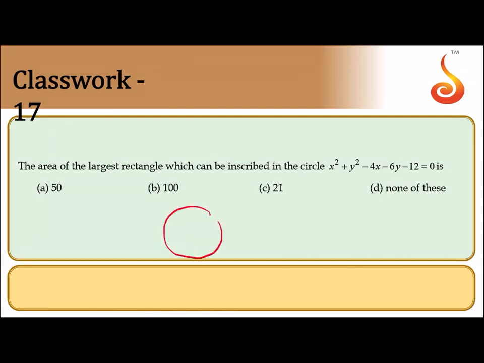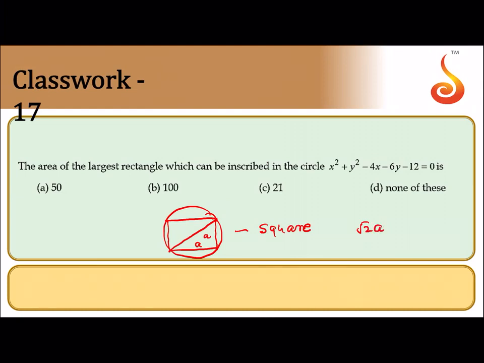Example 17. Area of largest rectangle that can be inscribed in a circle. Suppose this circle is given to you, and this rectangle is given to you. So this is the diameter. The largest rectangle that can be inscribed in a circle will always be a square. Please remember, it will always be a square, whose diagonal is equal to the diameter. Suppose this side is equal to a, and this is equal to a.